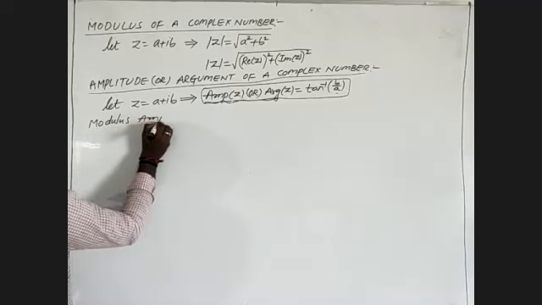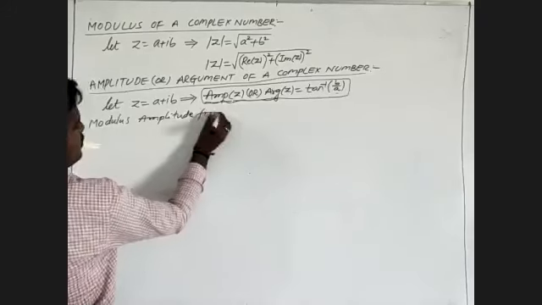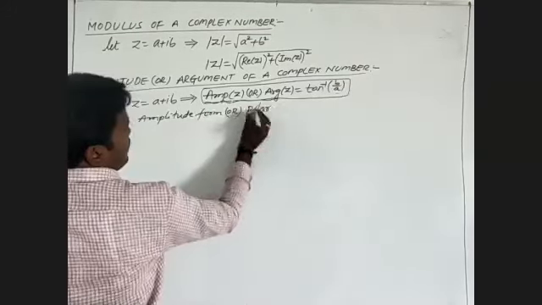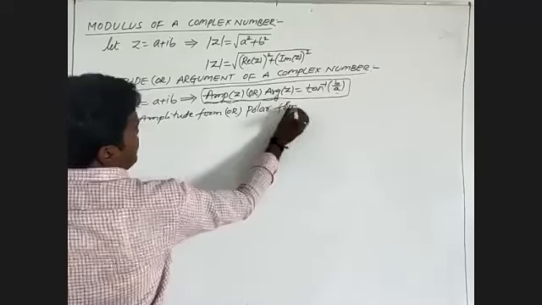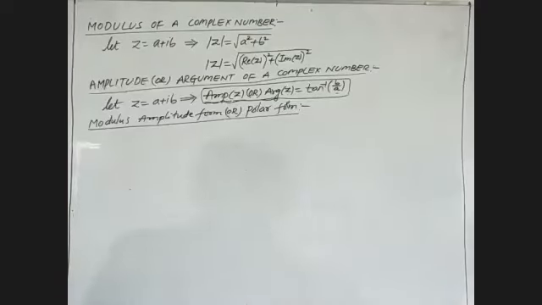Modulus amplitude form or polar form. This is most important for 2 marks. What is the modulus amplitude form or polar form?